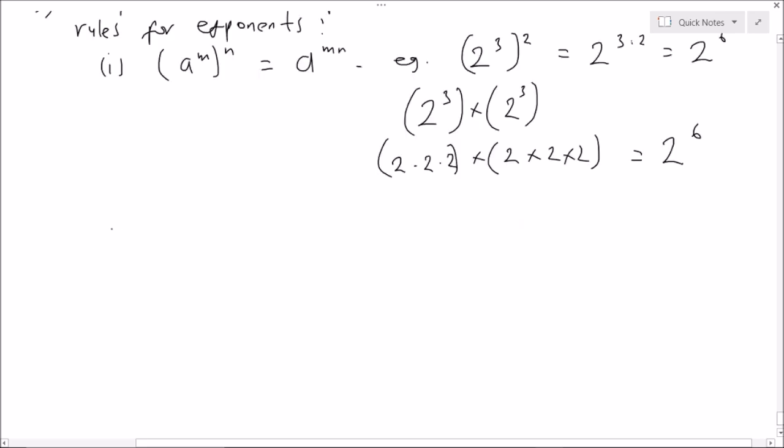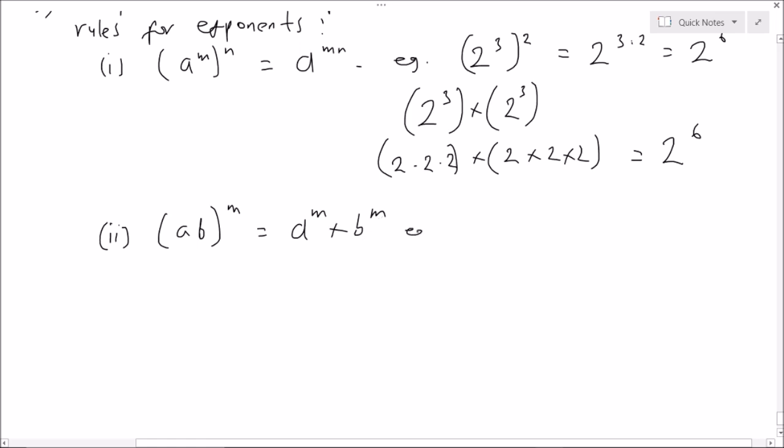Under this same rule, if you have ab in brackets, all raised to exponent m, this is the same as a exponent m times b exponent m. That is, ab in brackets or exponent m means the m affects the a and also affects the b separately. So hence we have a raised to the power m times b raised to the power m.